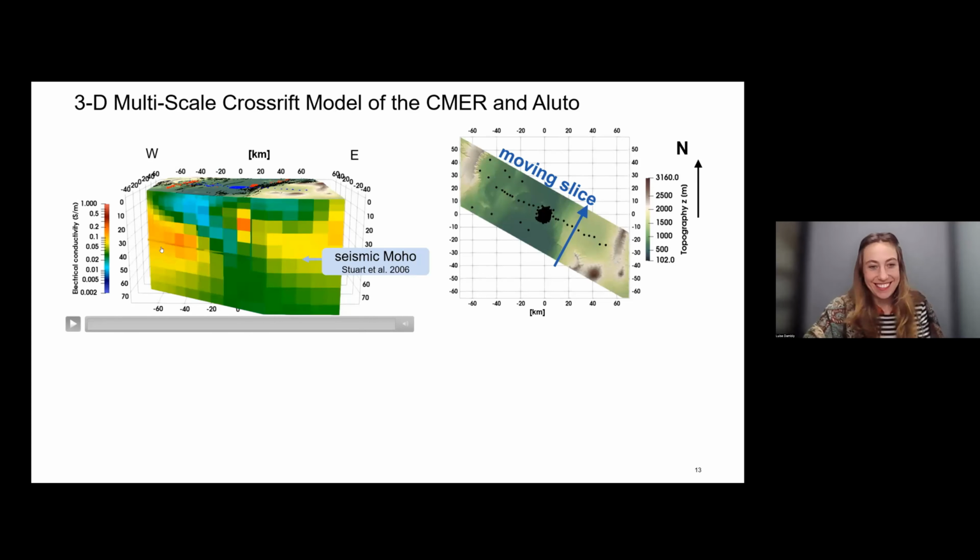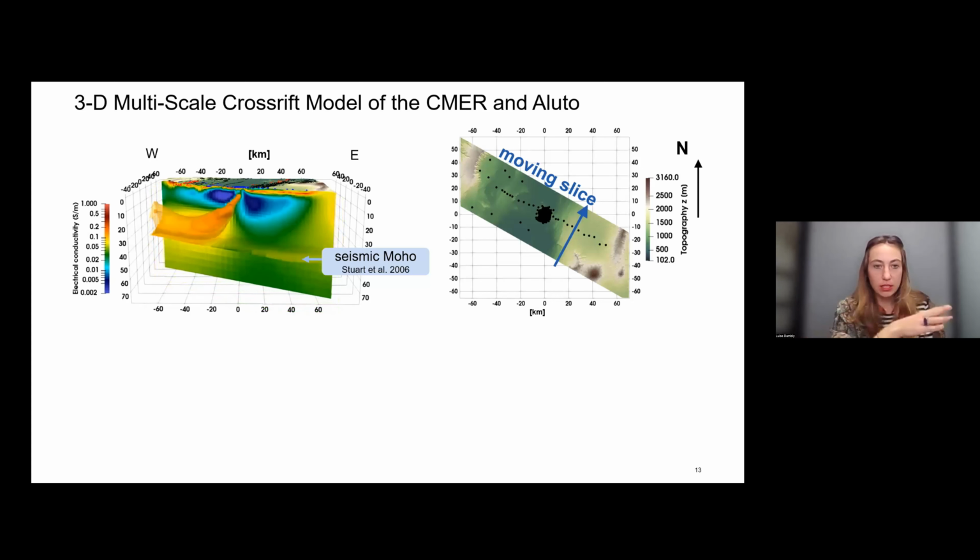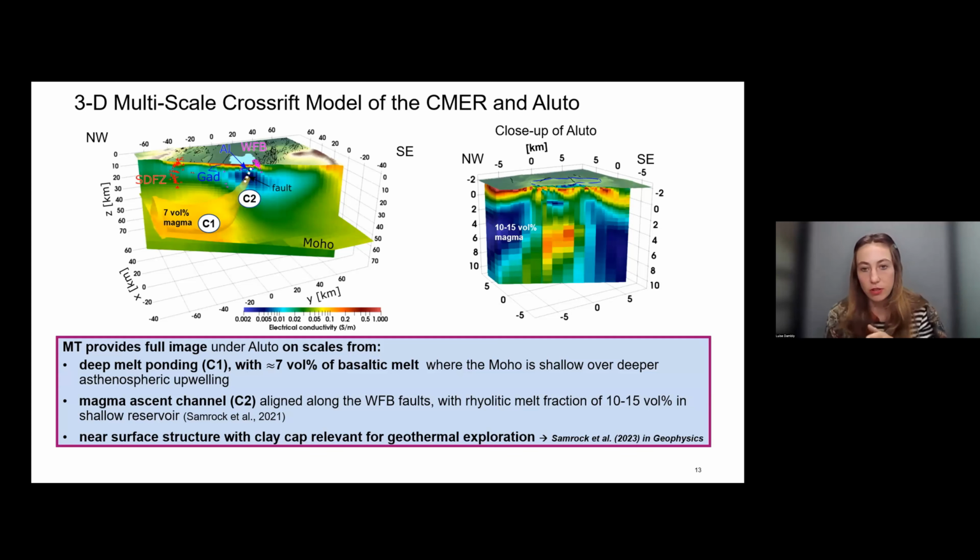Okay, thanks. And you see the Moho here from seismic tomography, and you see that just above the Moho, we have a conductivity anomaly in the western part that forms a channel going up right underneath Aluto. And you see the model again here on the left side, and we interpreted it similarly to what we did at Corbetti. So we estimated again melt fractions to be 7% in the lower crust, and then 10 to 15% of rhyolitic magma in the upper crust.